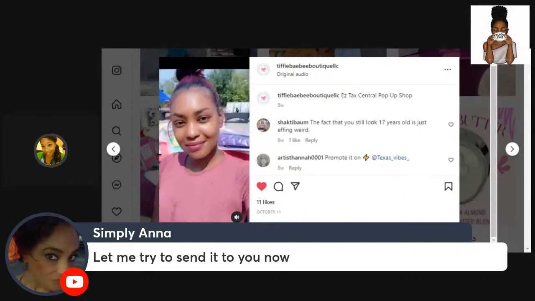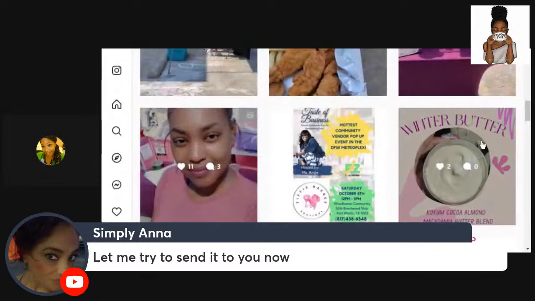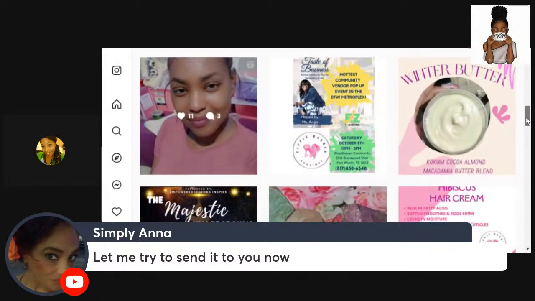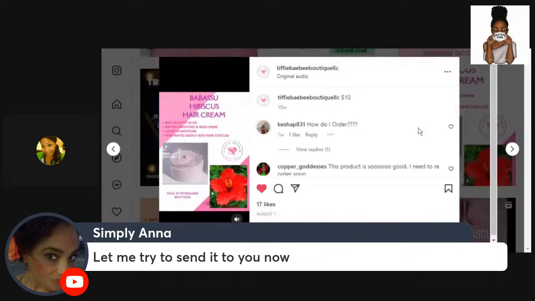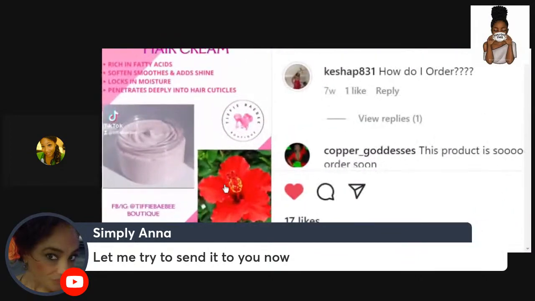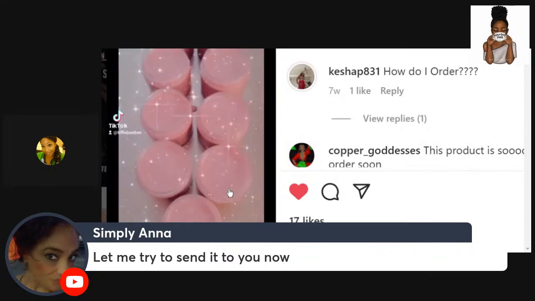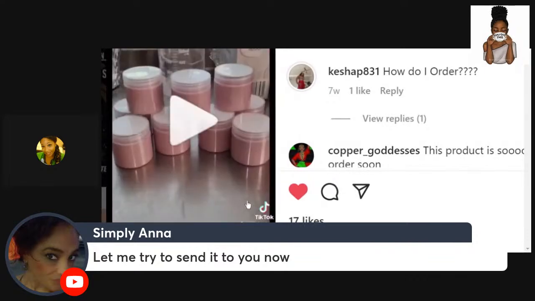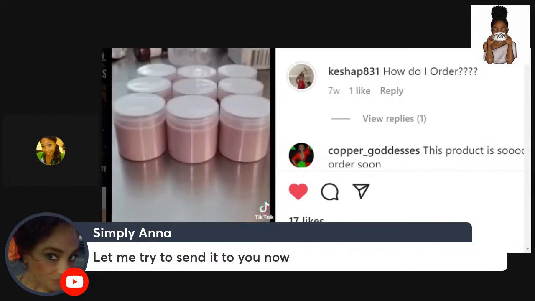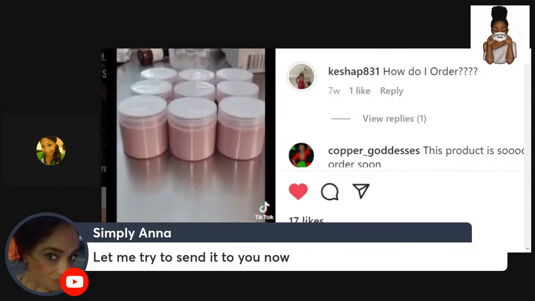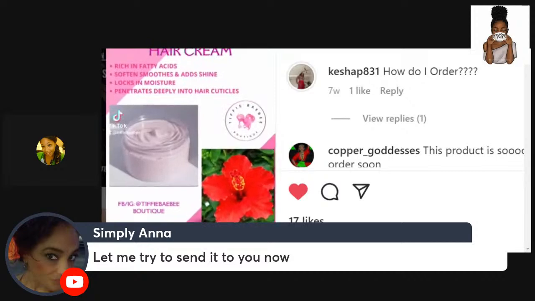Oh, wait, no, that's not it. Hold on, let me show you. I didn't get the winter brother, but I got the hair hibiscus. I love you so much. Hold on. And it smells great. So much.